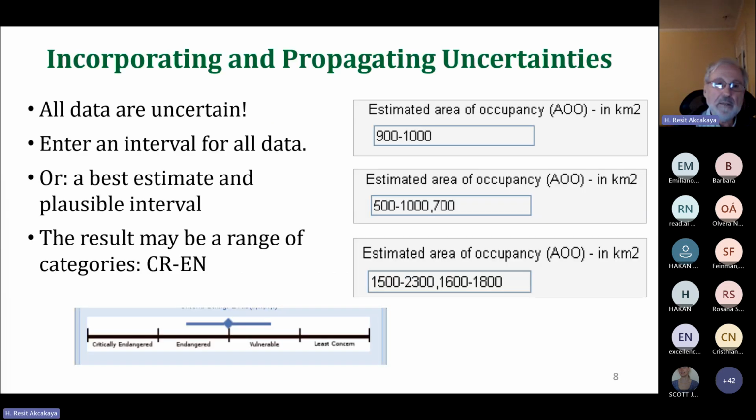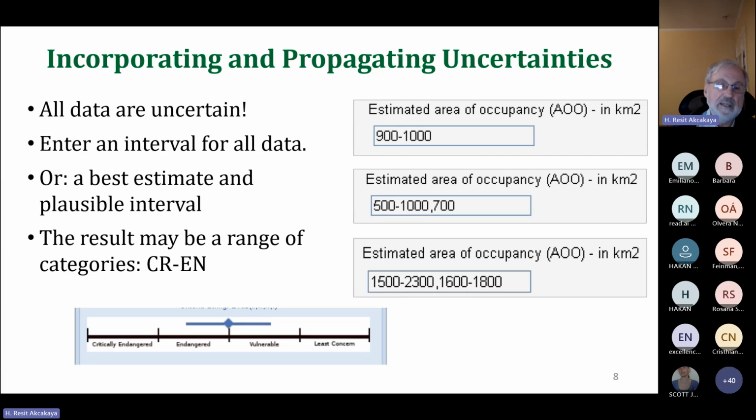Next, I want to talk about uncertainty. Again, this is a topic that is quite important, and there are always questions related to it. As we know, all data in science are uncertain, especially in conservation, and especially with respect to threatened species, where data are lacking and uncertain. So the way we deal with this in the IUCN Red List is that we specify everything in terms of ranges. So instead of a single number, we enter an interval.